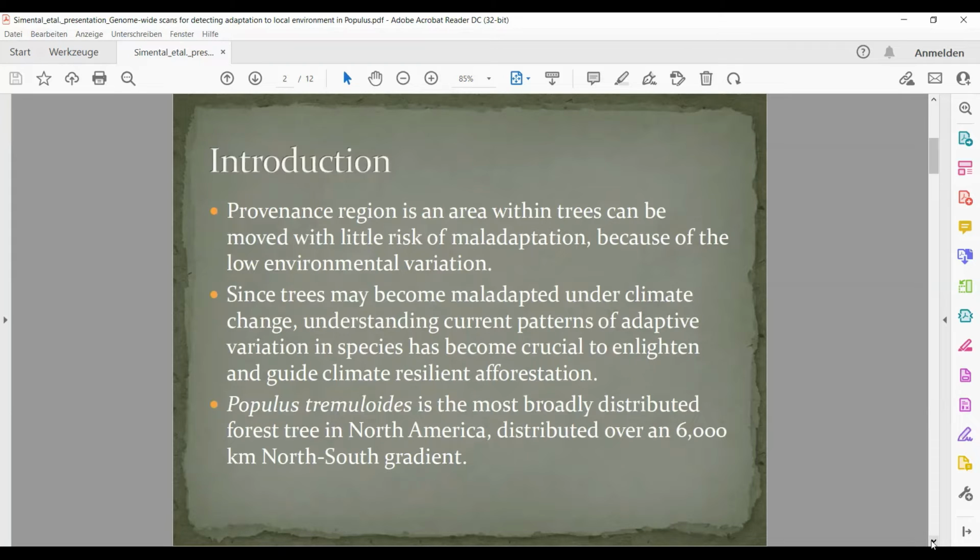Well, Populus tremuloides is very common in North America and has a distribution of about 6,000 kilometers from north to south. And also there are many little populations in Mexico, but without information.